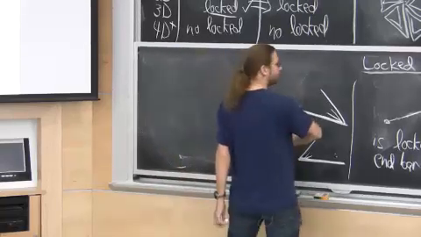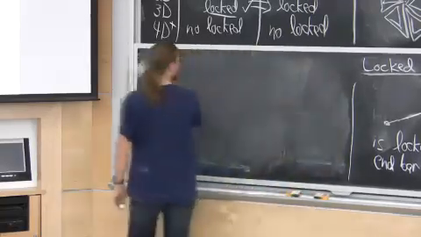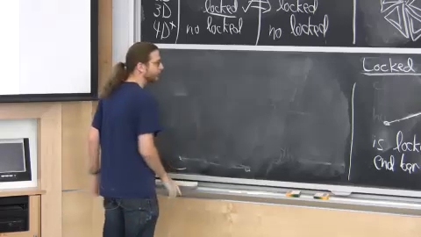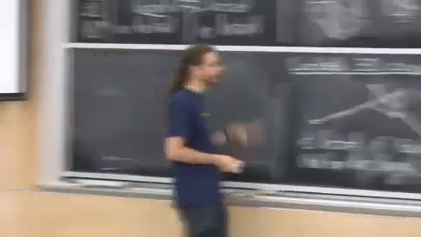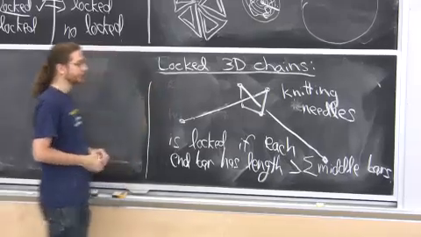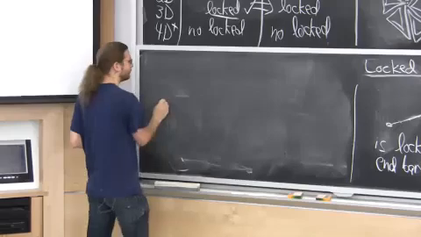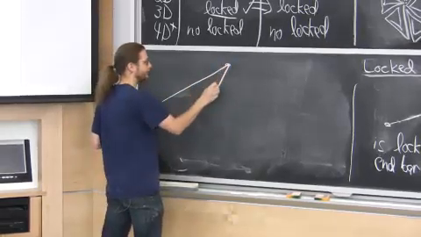Sadly, rules 1 and 2 do not prove that this thing is locked. They only work in two dimensions. But for this one example, and to tell you the truth, this is pretty much the only example of a locked open chain that we have. There's a really simple, nice proof. Let me draw the picture again.